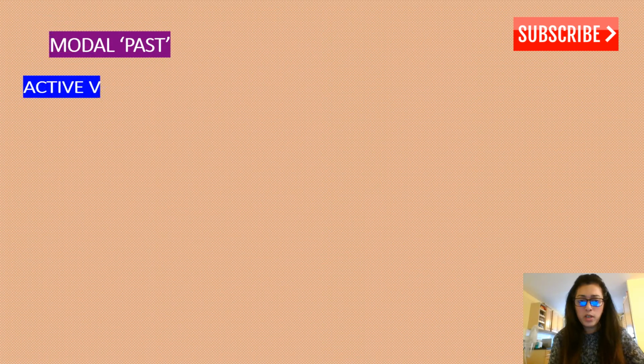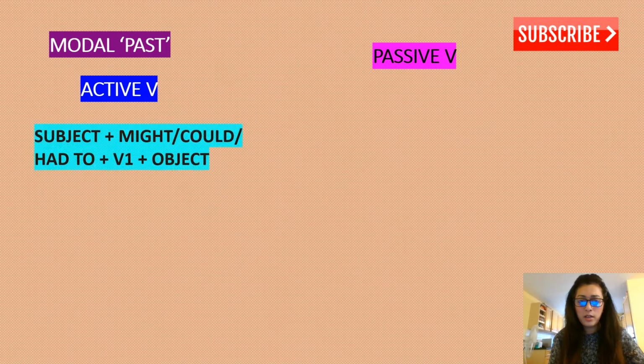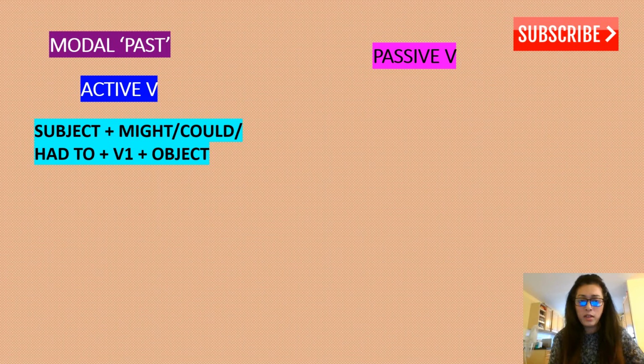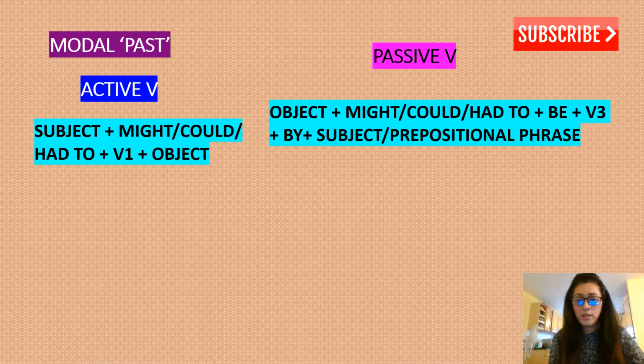Now, talking about the modals in the past, the same will be changed. In active, I'll say subject, instead of may, might, I'll say might, could, had to with the verb first form and object. And on the other hand, with passive, I'll say object with might or could or had to with be, verb third form, by, and the subject or the prepositional phrase.